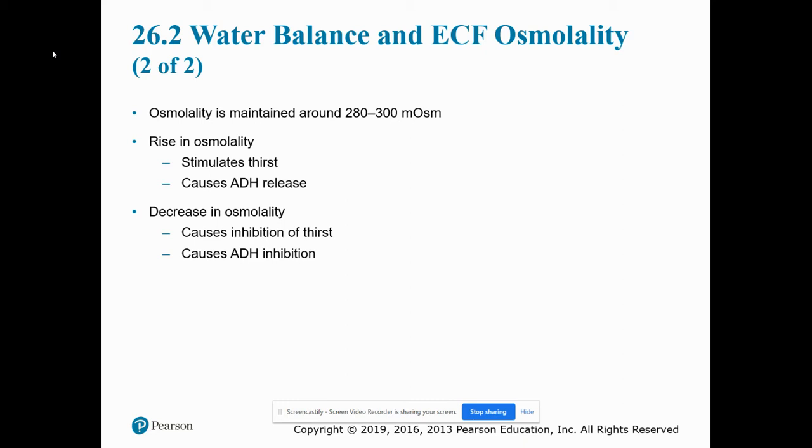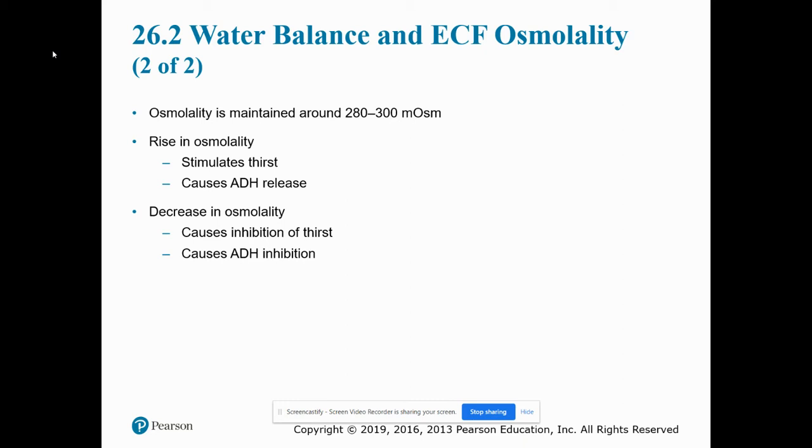Osmolality is maintained around 280 to 300 milliosmoles. A rise in osmolality is going to stimulate thirst, and it's going to cause ADH to release. A decrease in osmolality is going to cause an inhibition of thirst and going to cause ADH inhibition.